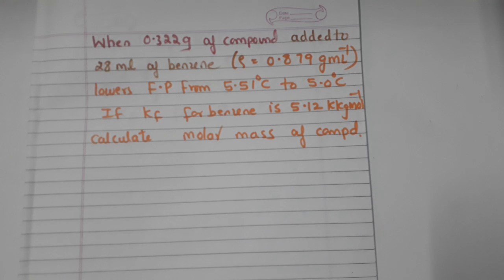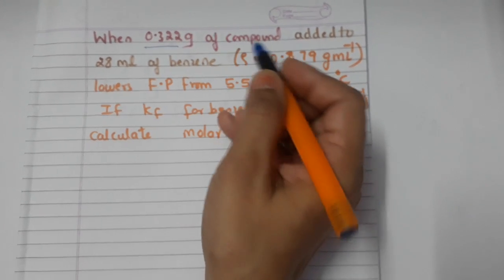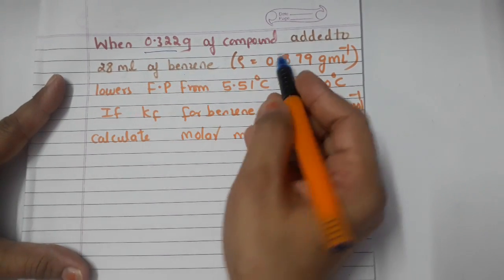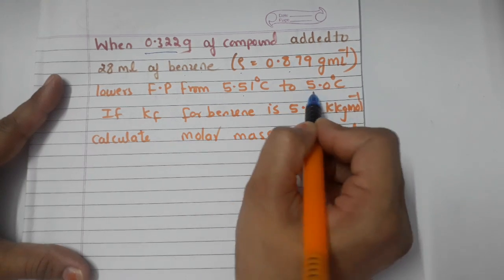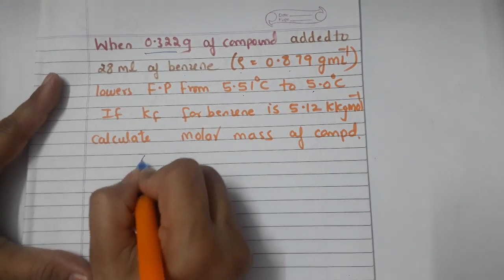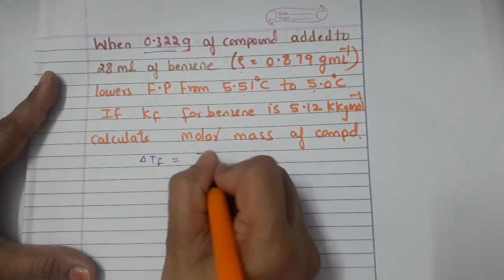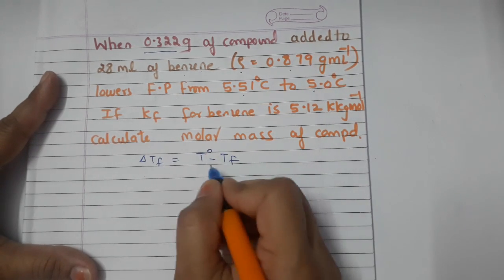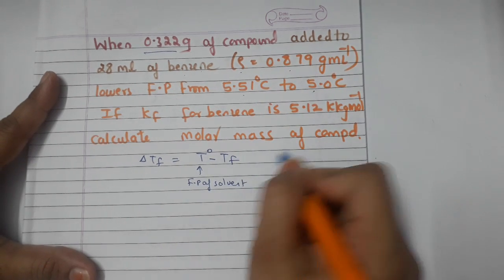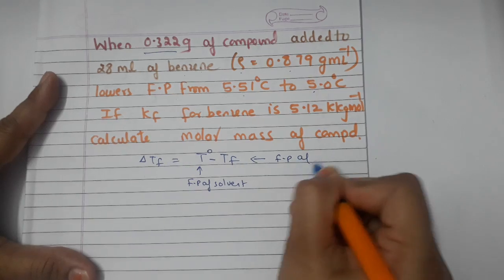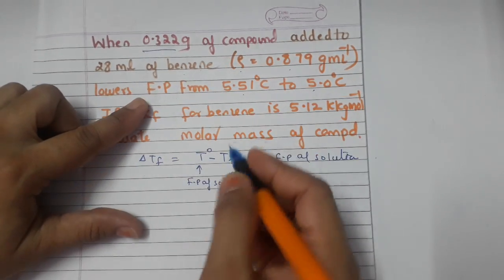So let us solve one more question based on a different concept. When this much amount of compound is added to 28 ml of benzene, density is given for the benzene, it lowers the freezing point from this to this. Now we should know that lowering of freezing point, the formula of delta T is T naught minus Tf, where T naught is the freezing point of solvent, and Tf is the freezing point of solution.